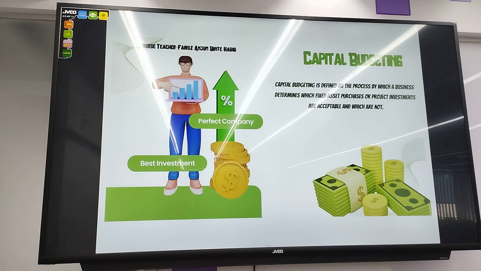So here you can see the definition. Capital budget is defined as the process by which a business determines which fixed asset purchases or project investments are acceptable and which are not. Which things a company needs, the best investment, which will put the company in the best position to grow.